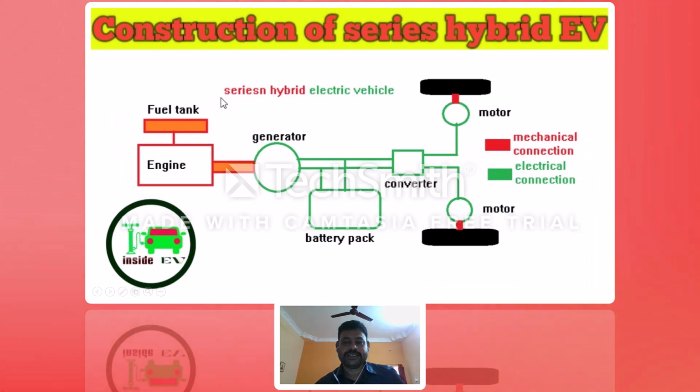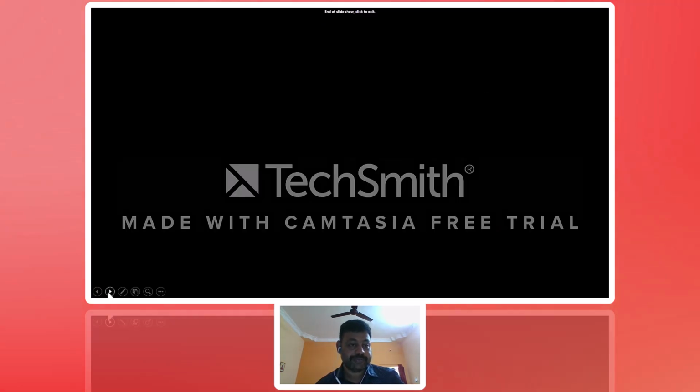Then the construction of the hybrid EV starts with the fuel tank, engine, and generator. Generator means power generator. At the other end, you have a battery pack. Then you have a converter. For example, if you are running on the battery and the battery fails, you can run the vehicle using the IC engine. Here, red color is a mechanical connection. Green color is an electrical connection. Therefore, both are associated in this process.